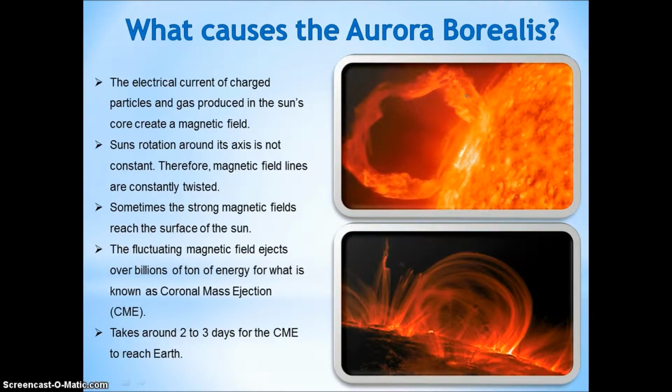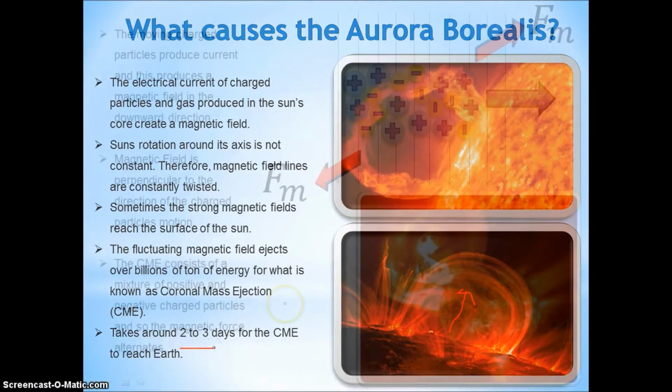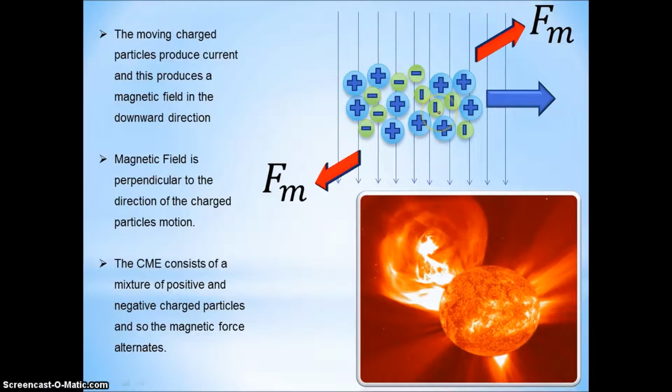Occasionally, these charged particles, also known as plasma, force the field lines to come to the surface of the Sun, where they will twist and collide with one another, sending billions of tons of energy out in what is known as a CME. The CME stands for coronal mass ejection, and it takes around 2 to 3 days for it to reach Earth. The moving charged particles ejected from the Sun consist of protons and electrons. This current of electrical charges is moving perpendicular to its own magnetic field. Therefore, the magnetic force alternates in direction back and forth, according to the right-hand rule.